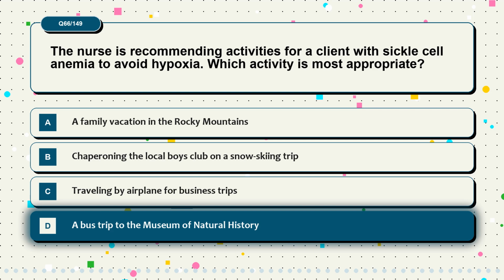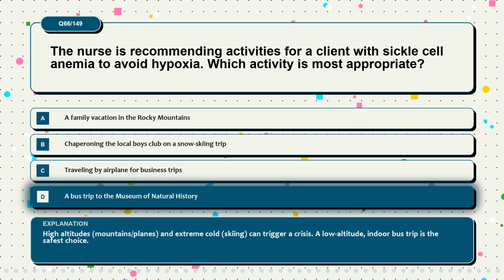The correct answer is option D, a bus trip to the Museum of Natural History. High altitudes, mountains, and extreme cold skiing can trigger a crisis. A low-altitude, indoor bus trip is the safest choice.